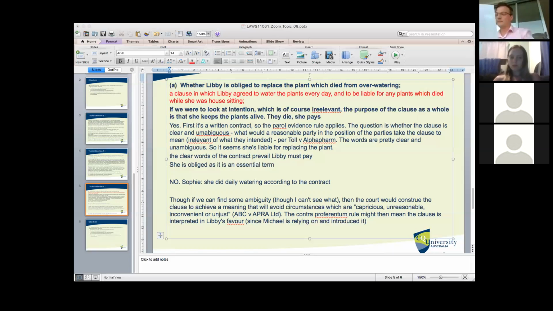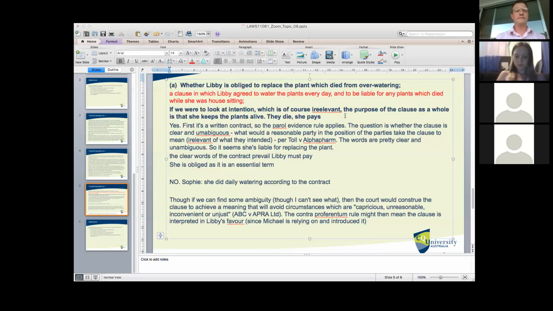And because the undertaking of Libby is express and unambiguous, there is no occasion to apply rules of contract construction. There is no occasion here for us to try to construct the meaning of the contract, because the undertaking of Libby is quite clear and unambiguous. And because Libby has in fact made the undertaking and obliged herself to replace the plants if they died while she was house sitting, and because the plants in fact died, then Libby is obliged to replace the plant.